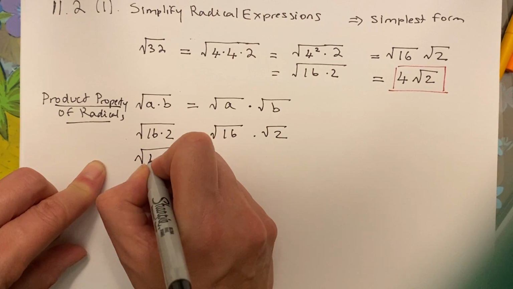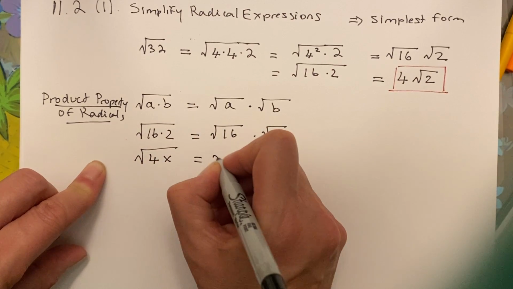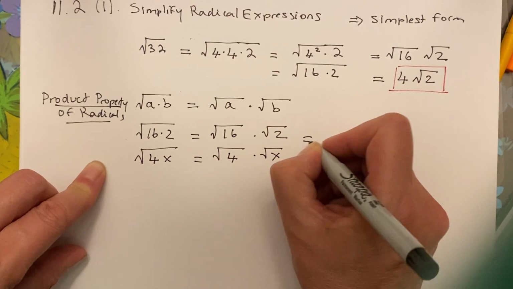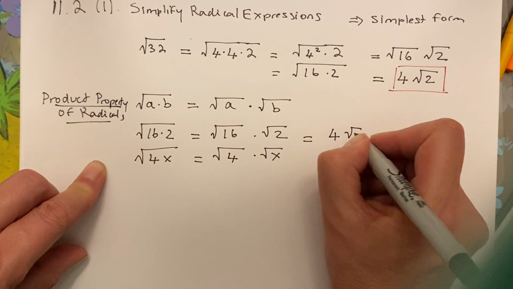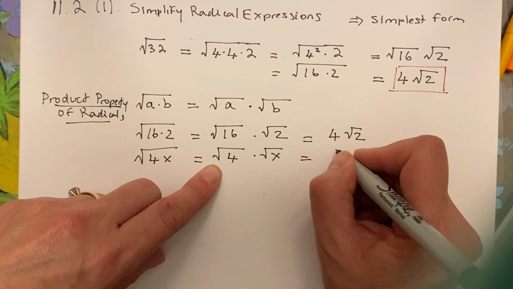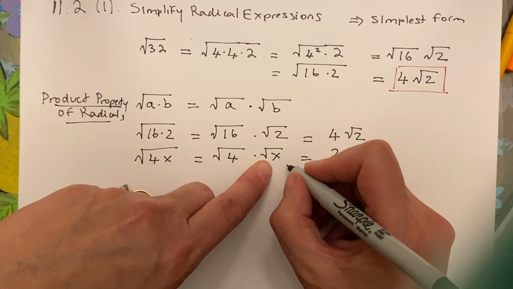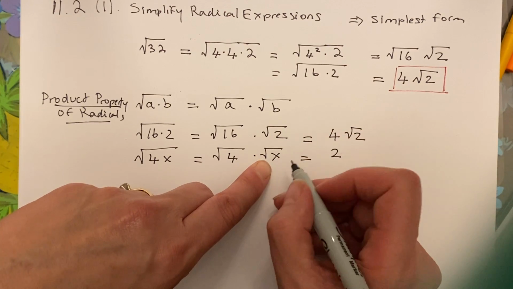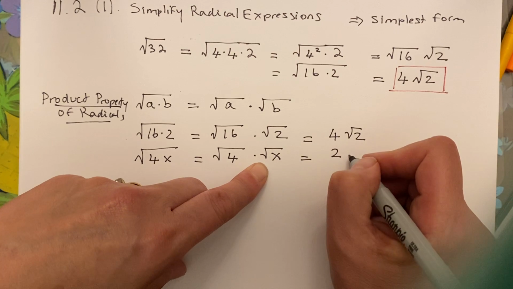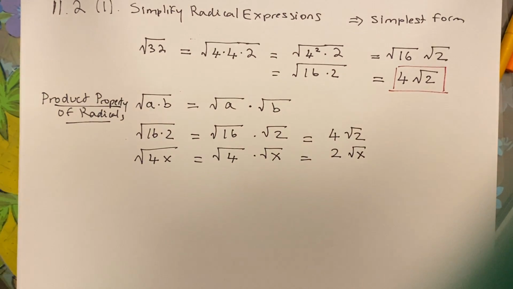If I have the square root of 4x, it means I can separate it into the square root of 4 times the square root of x. Here we found this gave me 4 square root of 2. Here we would find that since the square root of 4 is 2, I would end up with 2, and then I can't take the square root of x, so I'm just going to leave that as square root of x.